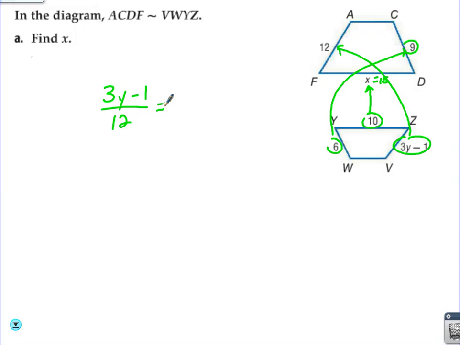Now be cautious, be careful with this. When you're setting these proportions up, use common sense. You're not going to say 3y minus 1 goes with 12 and 10 goes with x. You got two variables. Don't do that. Now that you know what x is, you could take that out and put a 15 in. Yeah, you can solve it. But when you're setting these proportions up, set them up in such a way to where you don't have to fool with two different variables. 3y minus 1 goes with 12. 6 goes with 9. That way you have only one variable.